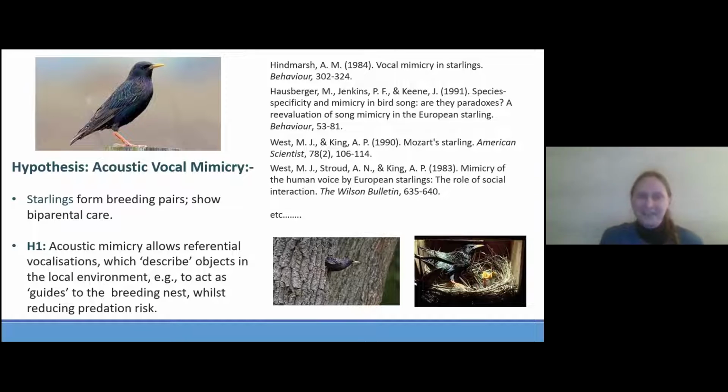And so putting all this together, the next hypothesis is that acoustic mimicry actually allows referential vocalizations which describe sounds in the local environment, and that these might act as guides back to the breeding nest, so that while one parent is out foraging, the other one can guide it back whilst reducing predation risk, because obviously a predator might respond to birdsong, but it won't respond to the sound of a dishwasher, for example.